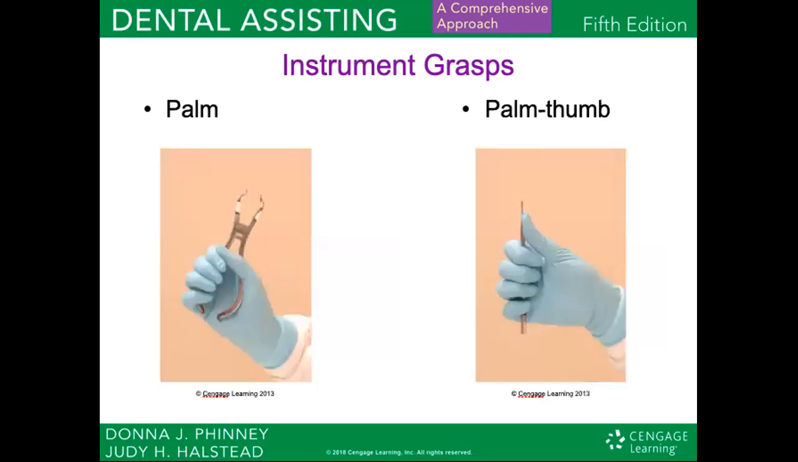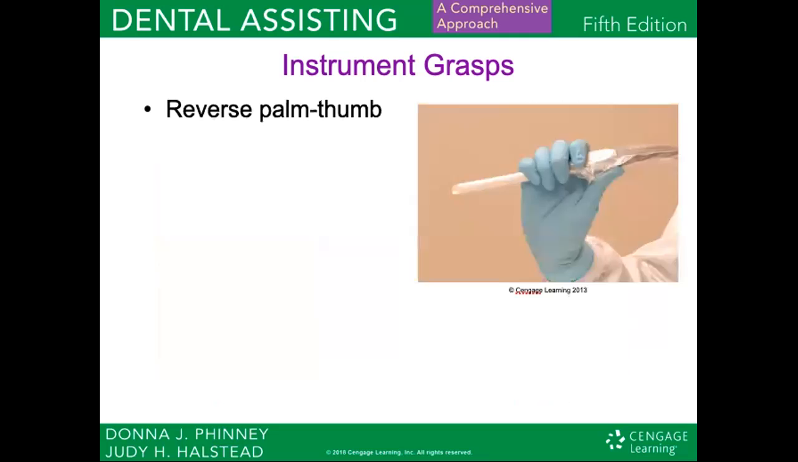So with the palm grasp, the operator holds the instrument in the palm of the hand, and the fingers grasp the handle of the instrument in the palm grasp. In the palm thumb grasp, the operator grasps the handle of the instrument in the palm while the thumb is extended upward from the palm. This is to stabilize the instrument when you're trying to use it. The reverse palm thumb grasp is a variation of the palm thumb grasp, which, for example, is used to hold the evacuator tip in the mouth of the patient.